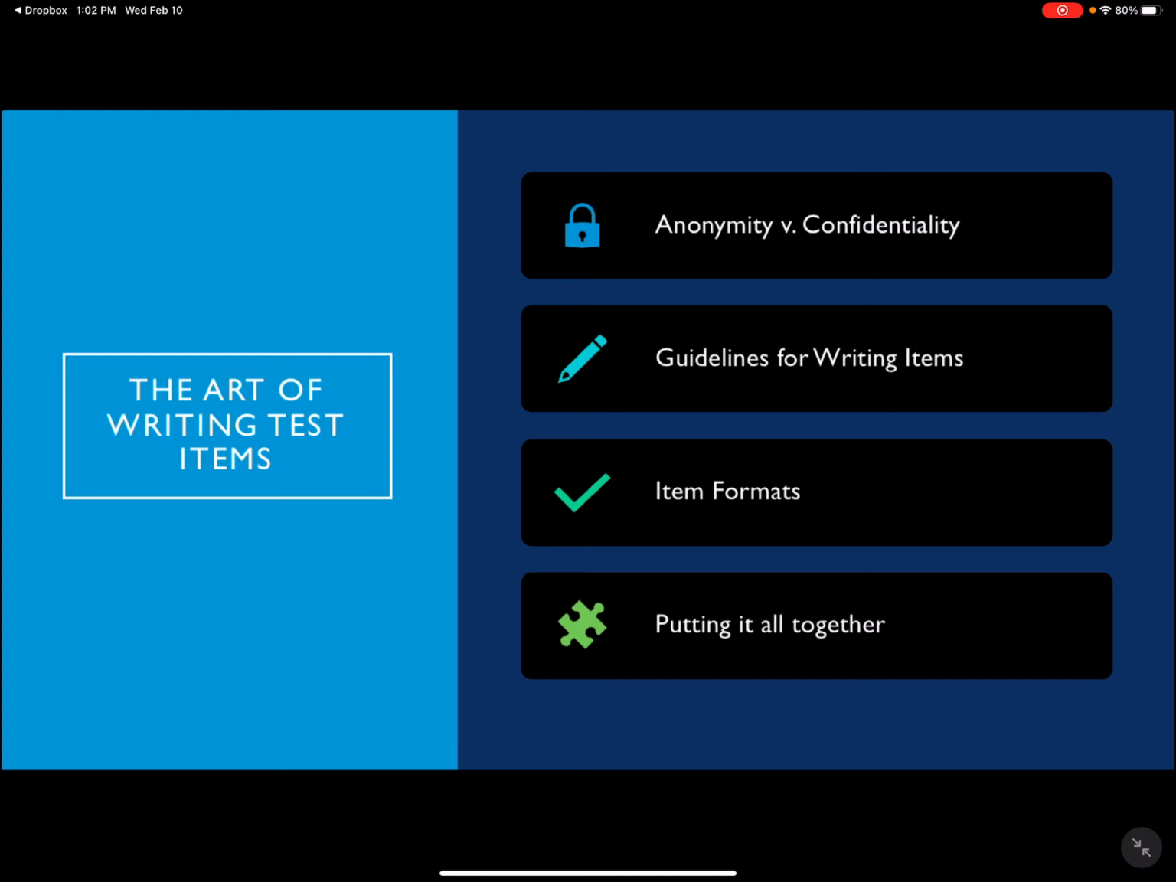We have 4 main parts to this lecture, and we're going to take a break right in the middle. The first, I'm going to have to give you some definitions so you will understand other things, anonymity and confidentiality. Then we'll go into guidelines for writing items, take a break, talk a little bit about item formats, and then give you some hints for putting it all together.